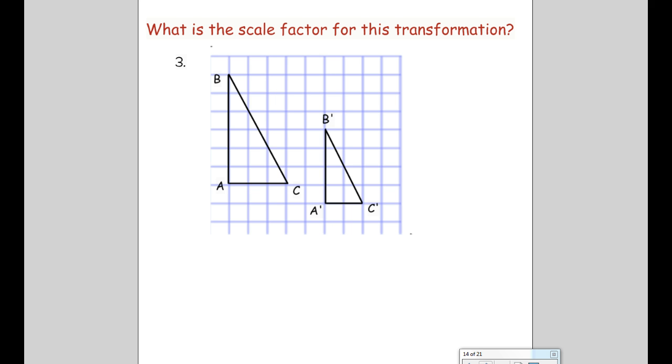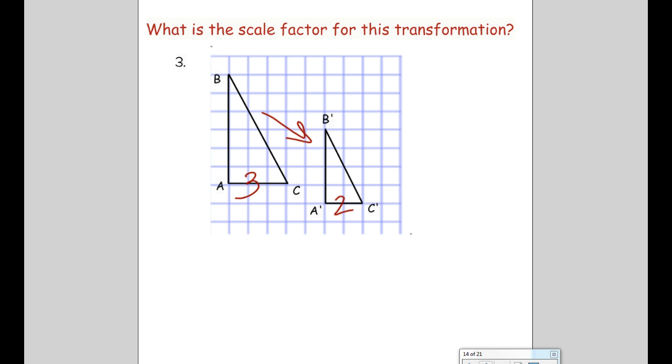Okay, what's the scale factor? What I would do first every time is decide if it's an enlargement or a reduction. It's a reduction. Definitely a reduction. So your scale factor needs to be smaller than 1. If it's not smaller than 1, you know you did something wrong. Which side should we count? Bottom. AC. Let's count AC. How long is it on this one? 3. 1, 2, 3.